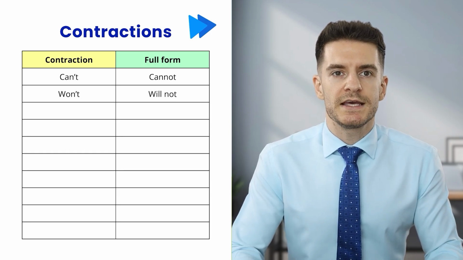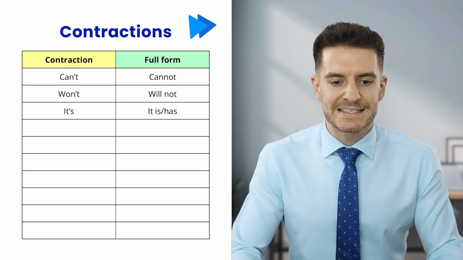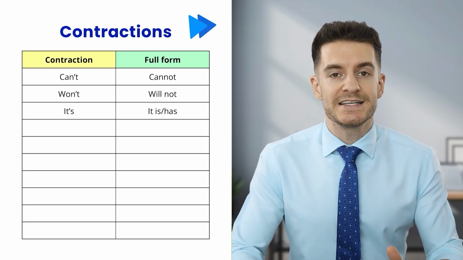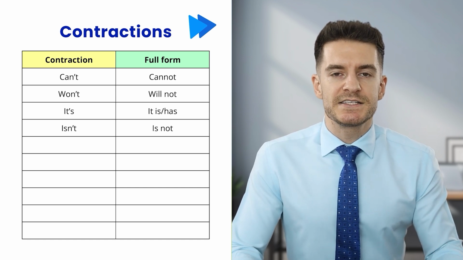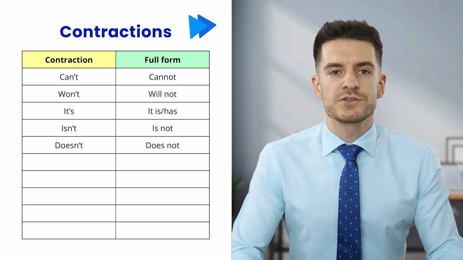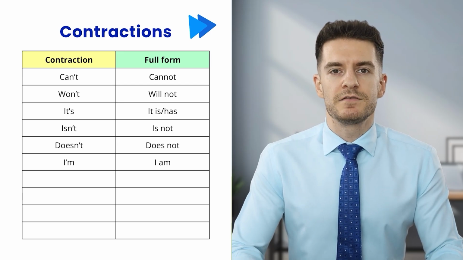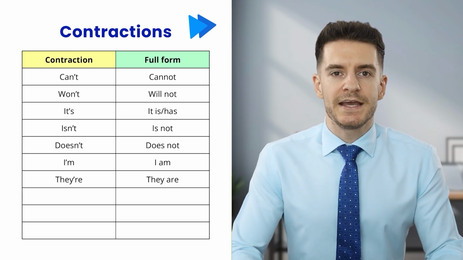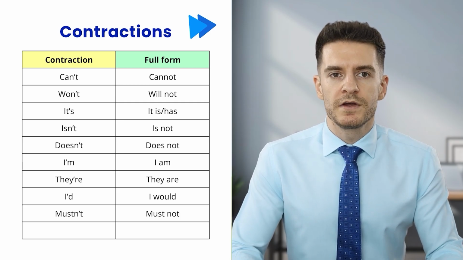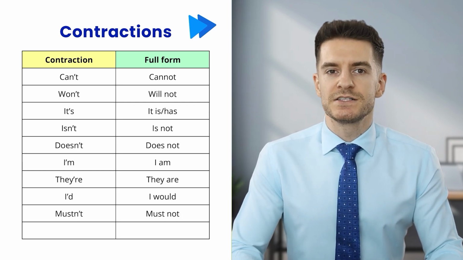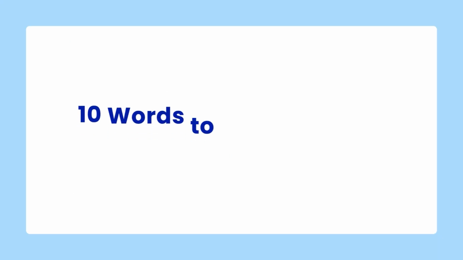The next one is won't instead of will not. Next, we've got it's instead of it is or it has, depending on what you're saying. The next one is isn't instead of is not. Next, we've got doesn't instead of does not. I'm instead of I am, they're instead of they are, I'd instead of I would, mustn't instead of must not, and finally could've instead of could have.